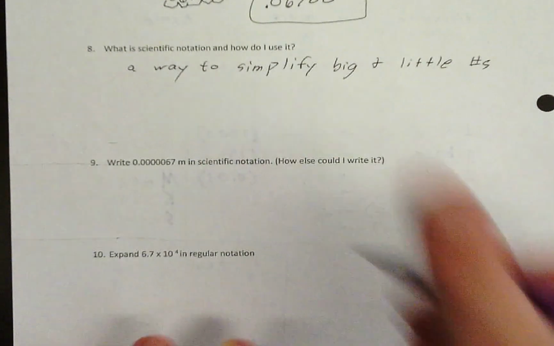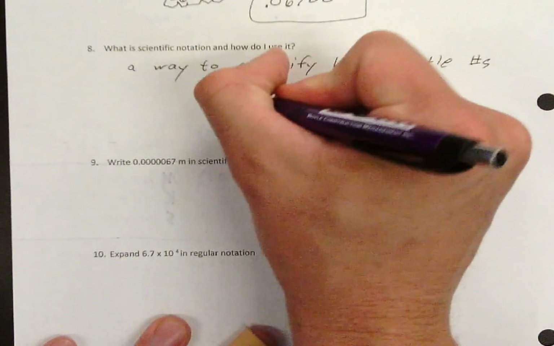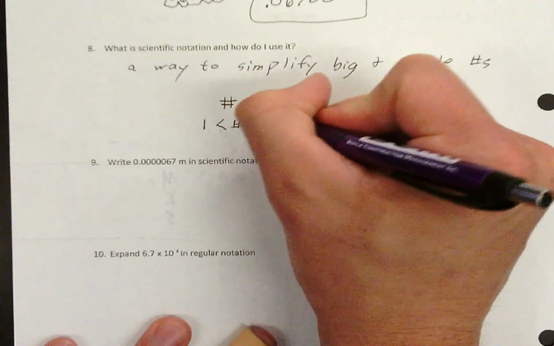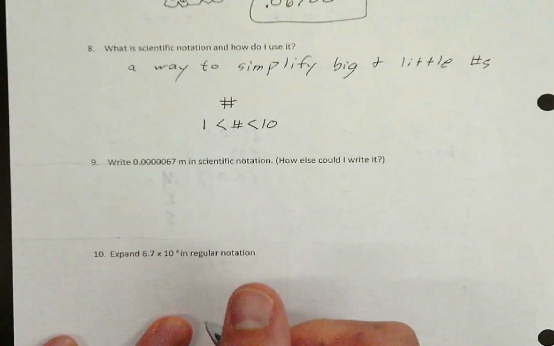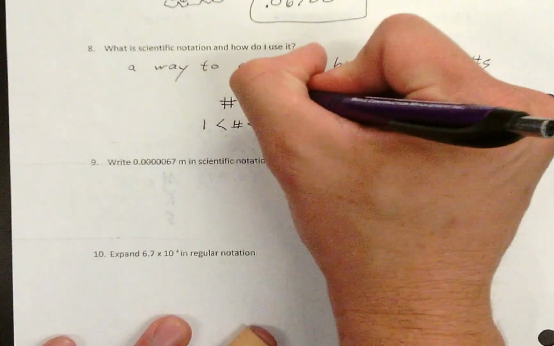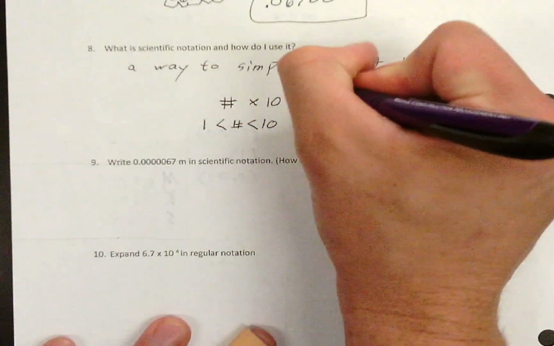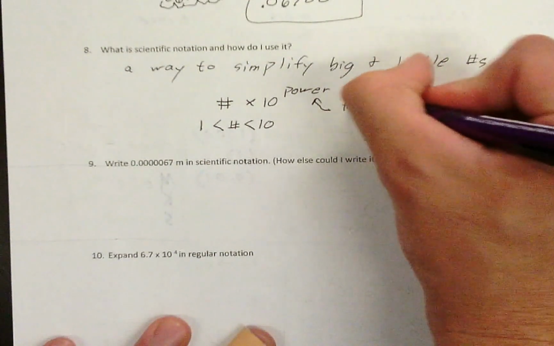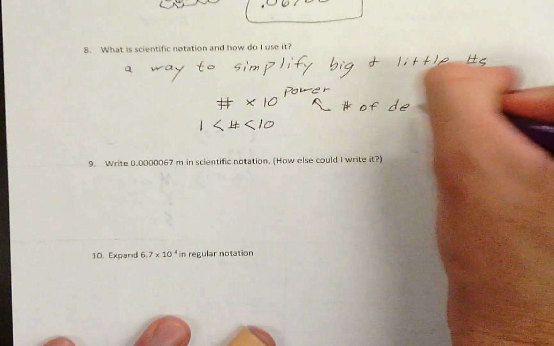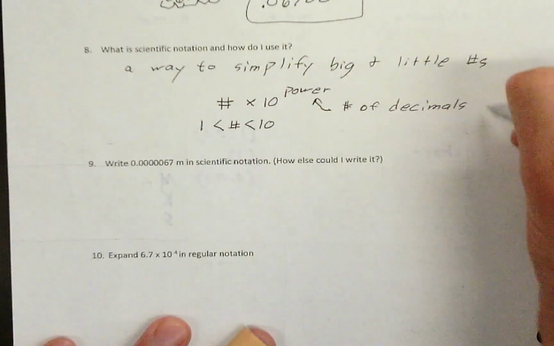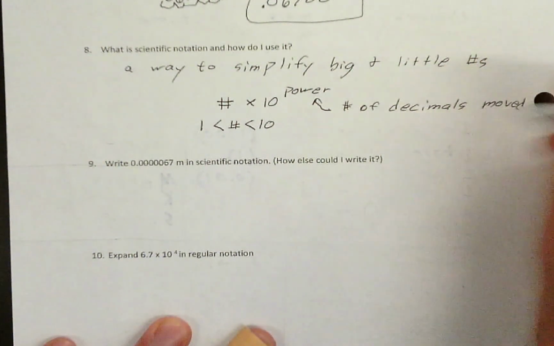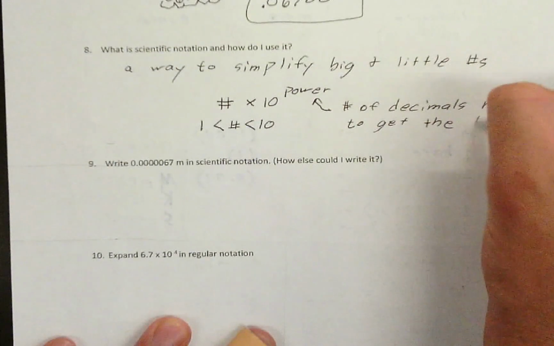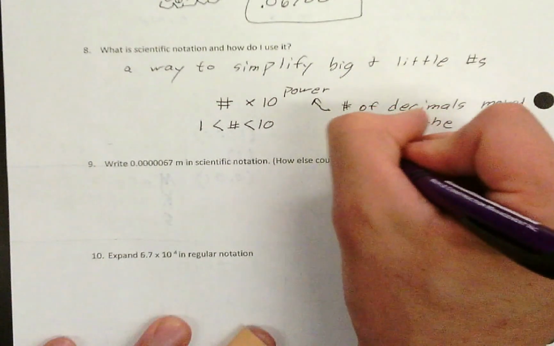How do I use it? You need a number. That number needs to be between 1 and 10. That number needs to be multiplied by 10 to a power. That power is the number of decimals moved to get the number. And that number is this guy here.